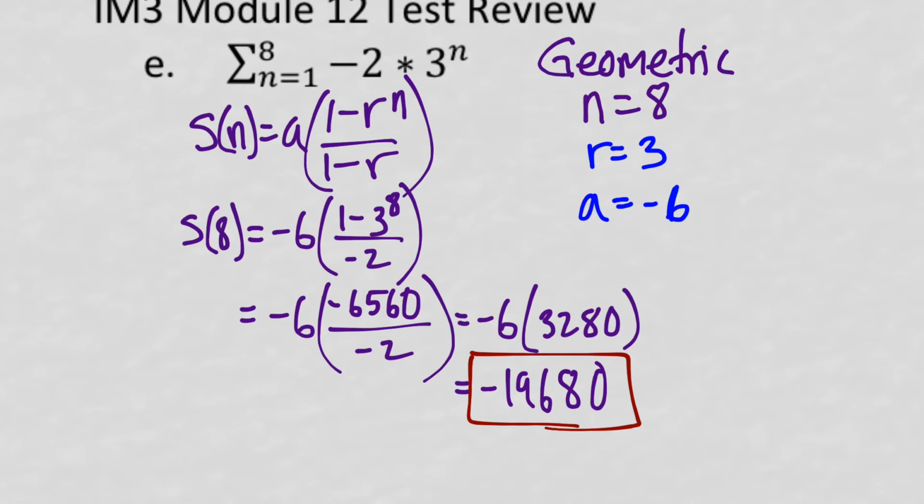Using those three numbers, I plug them all into the sum formula for a geometric series that is finite, right? It has an ending, so this is the one we use for finite geometric series. So a is negative 6, r is 3, n is 8, and then after that, again, calculator work. Make sure you're doing it carefully. 1 minus 3 to the 8th is negative 6560, divided by negative 2. This is positive 3280. Times negative 6 is negative 19,680. That is the total sum.